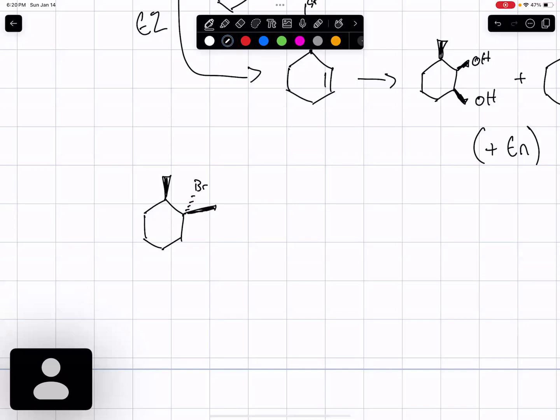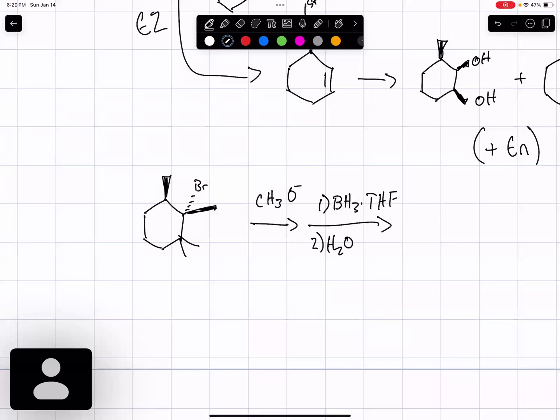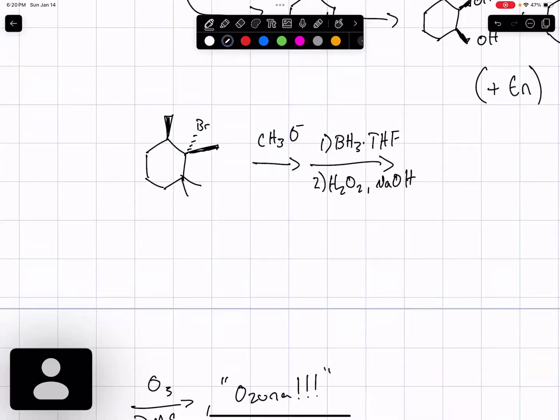So we have this undergoing an elimination reaction with CH3O minus, and then hydroboration, BH3 THF, and peroxide with a basic source like NaOH. Okay, so here, whoever asked, I hope you're in recitation right now. If not, here's the explanation.